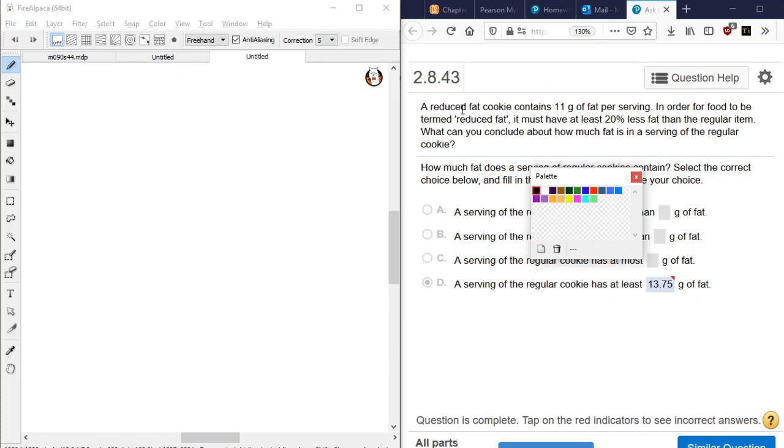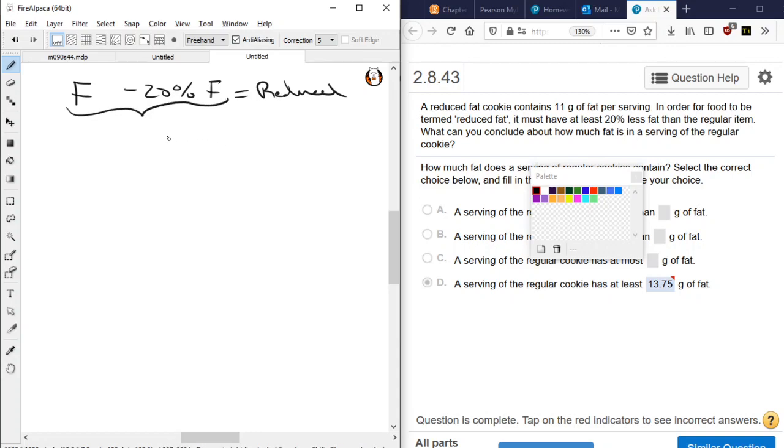Okay, so in order for the food to be reduced fat, it's got to have 20% less. So I take the amount of fat and I subtract off 20% of the amount of fat and I get the reduced. Removing 20% is the same as keeping 80%. So I'm going to have 80% of the amount of fat. That gets me to the reduced.